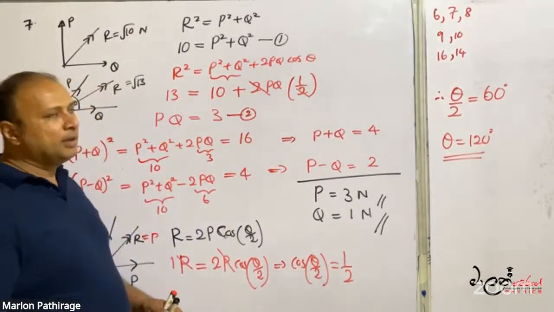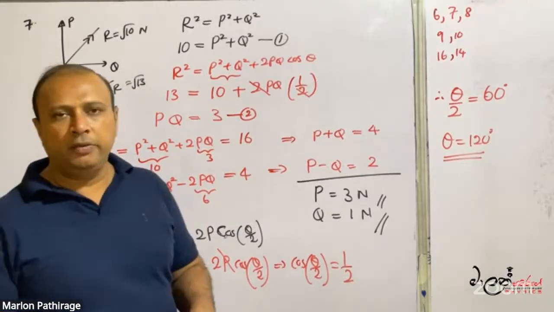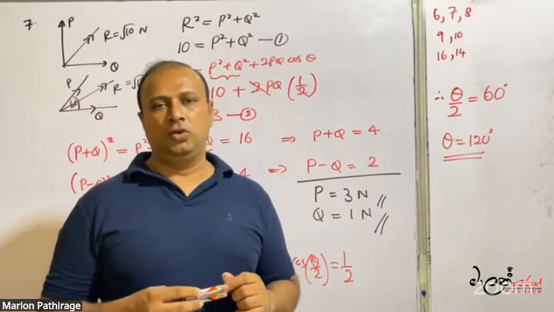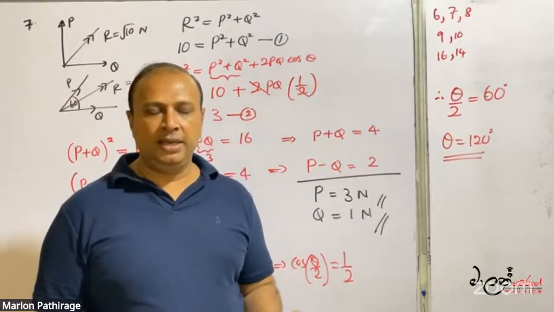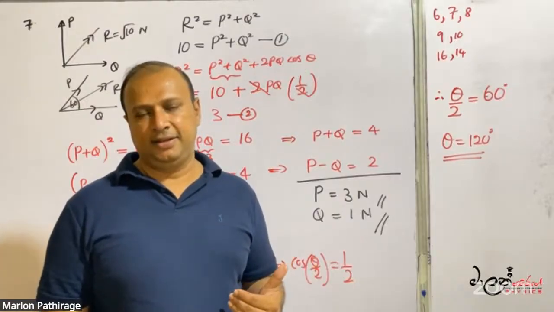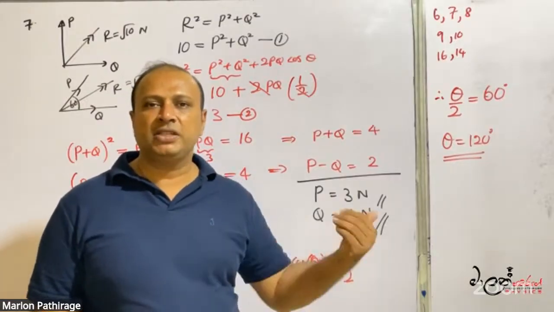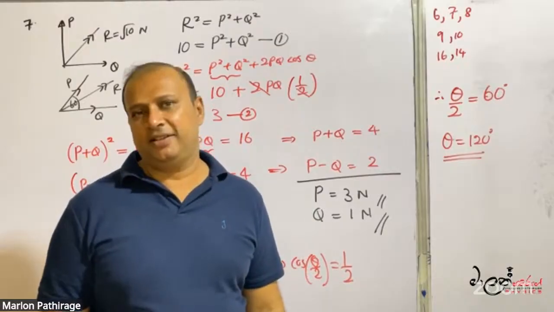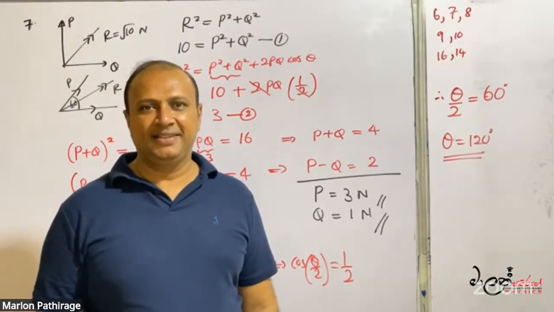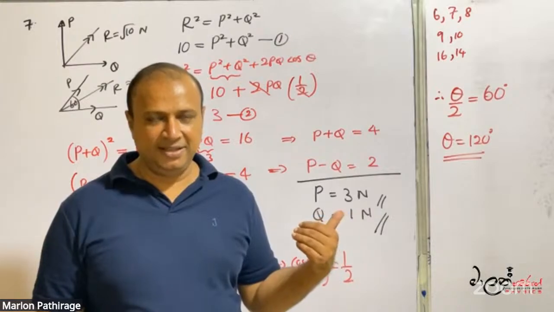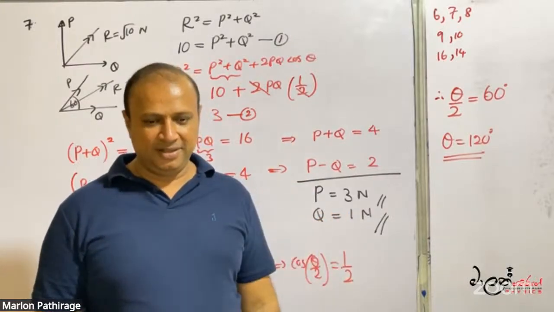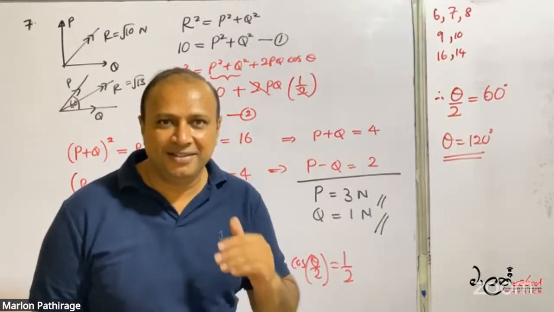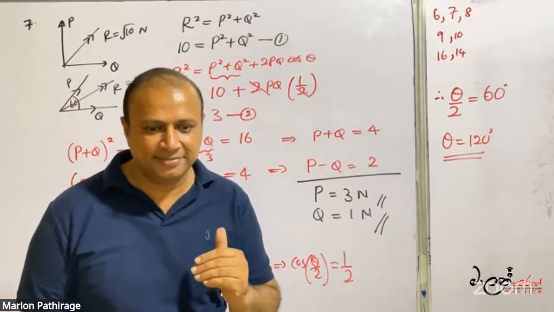You have to remember the values. You have to remember some values of trigonometric ratios, especially some special angles. What is the value of cos 30? It is equal to root 3 over 2. Do you remember that thing?